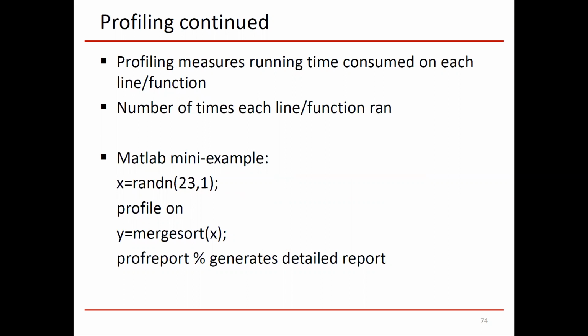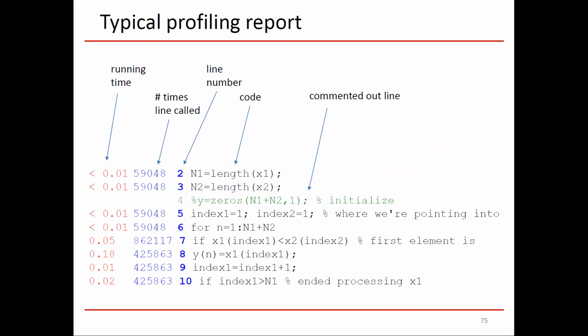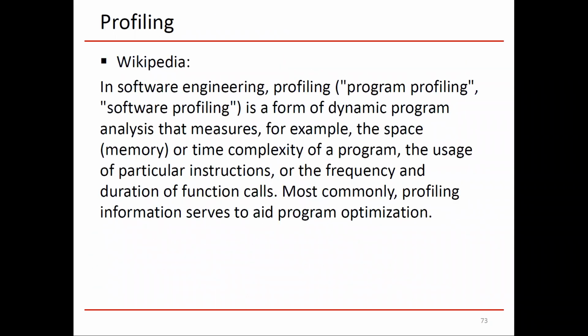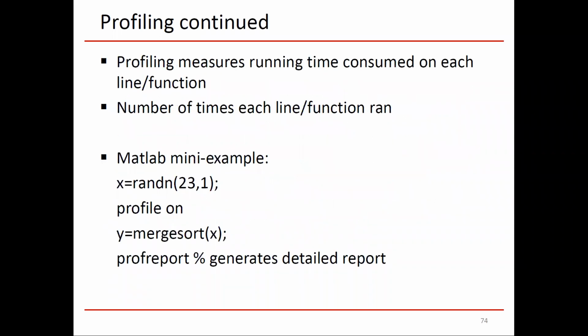So program optimization meaning that we want to improve our code. So profiling measures, from our perspective, it'll be primarily the running time, which is consumed on each line or by each function call. And additionally, the number of times that each line or function ran. And here's a mini example.